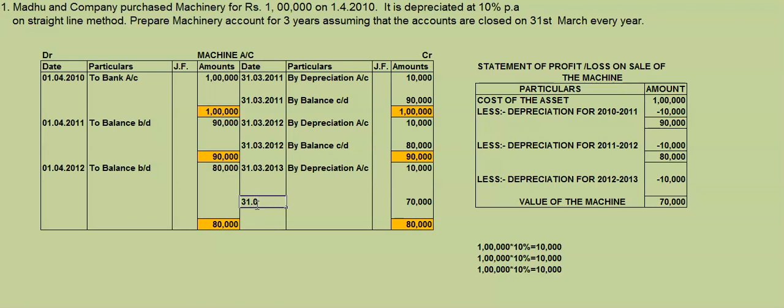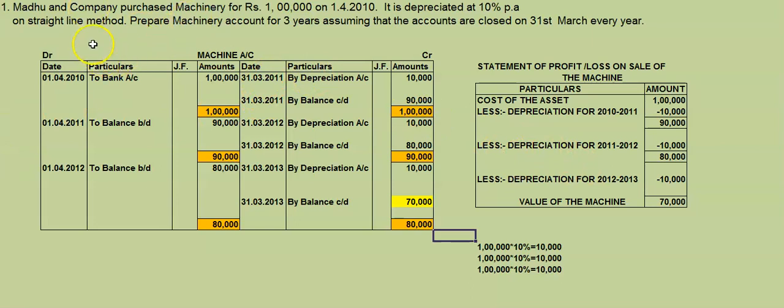31st March 2013. What will you write here? By balance carried down. How much is the answer? By balance carried down is 70,000. So here we have seen how we have taken the entries.